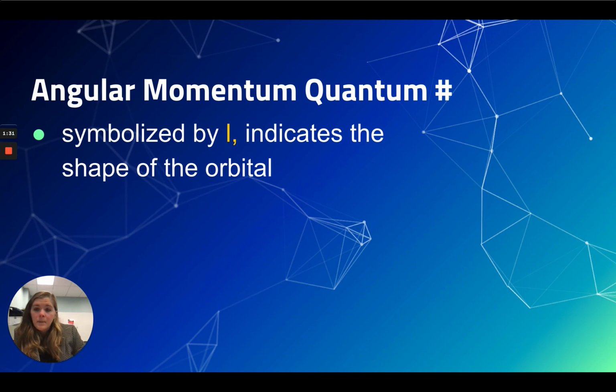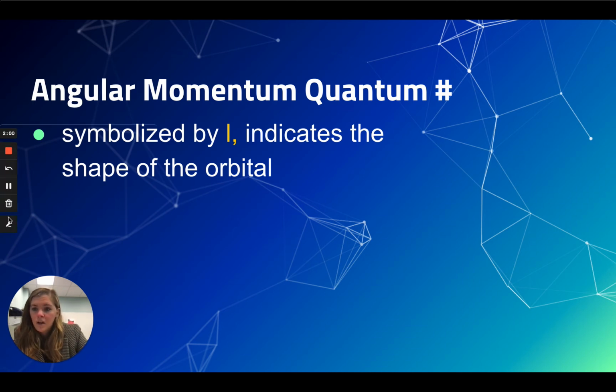Our next quantum number is the angular momentum quantum number, which is symbolized by the letter l, and it tells us the shape of an orbital. Okay? So, l is equal to 0 up to n minus 1. So for instance, if we had n equal to 2, then our l value would be 0 and 1. So l can be equal to 0, and these different values of l mean different things.